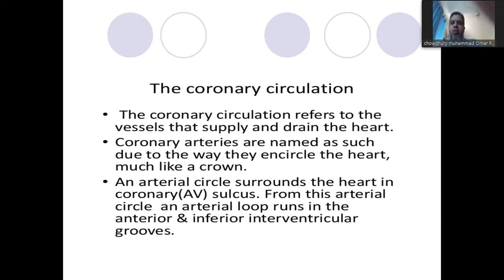The coronary circulation refers to the vessels that supply and drain the heart, and coronary arteries are named as such due to the way they encircle the heart, much like a crown. An arterial circle surrounds the heart in the coronary sulcus, and from this arterial circle, an arterial loop runs in the anterior and inferior interventricular grooves.